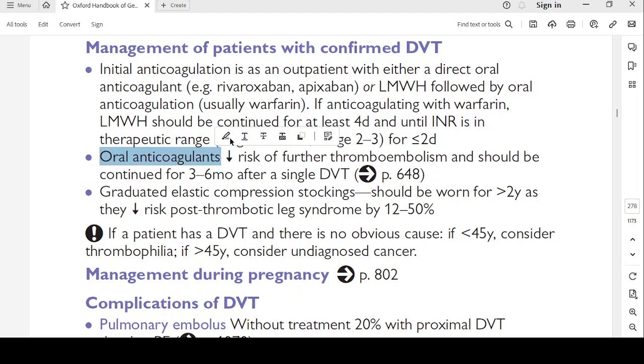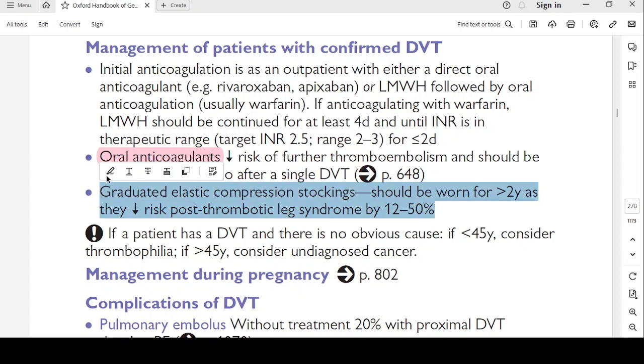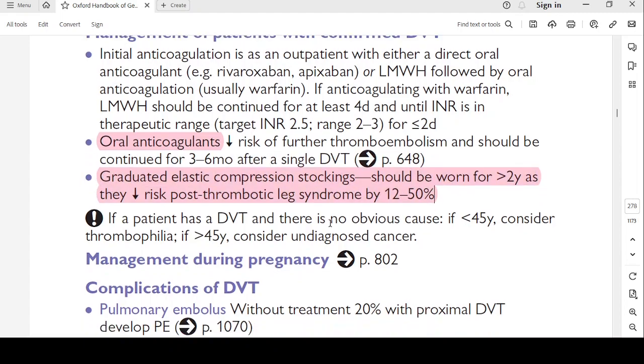Oral anticoagulants decrease the risk of further thromboembolism and should be continued for 3 to 6 months after a single DVT. Graduated elastic compression stockings should be worn for more than 2 years, as they decrease the risk of post-thrombotic leg syndrome by 12 to 50%. So compression stockings only decrease the risk of post-thrombotic leg syndrome. If a patient has a DVT and there is no obvious cause, if less than 45 years, consider thrombophilia. If more than 45 years, consider an undiagnosed cancer.